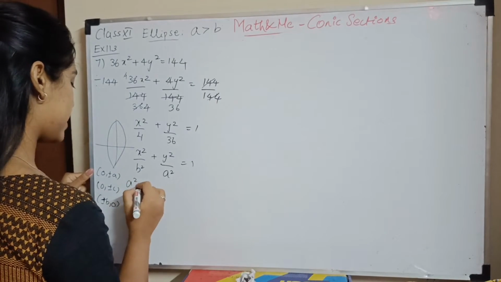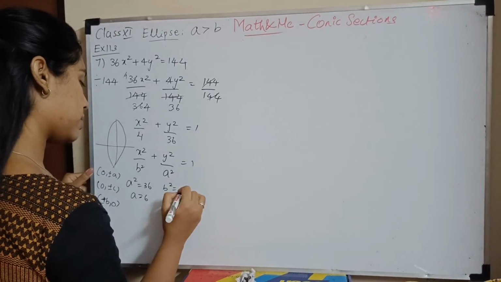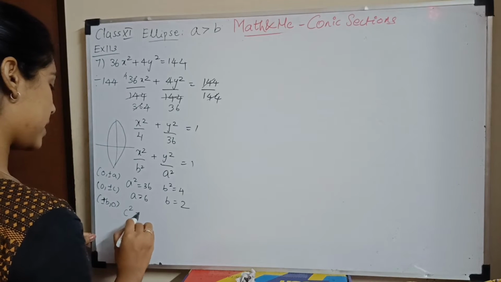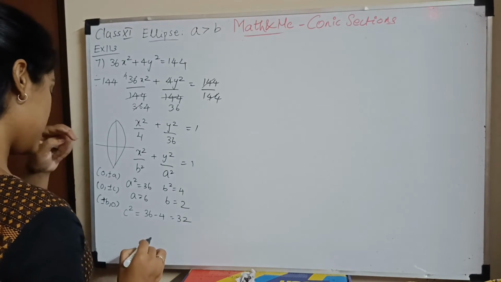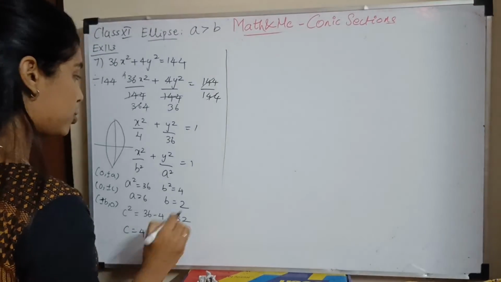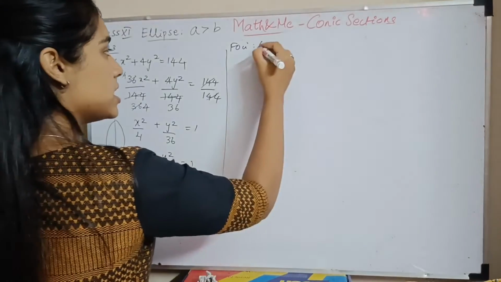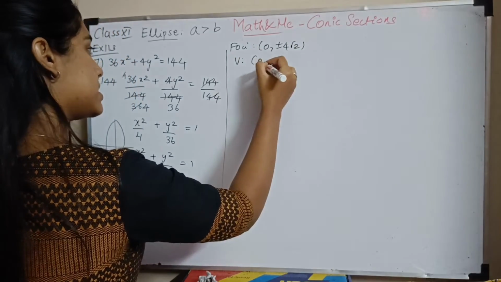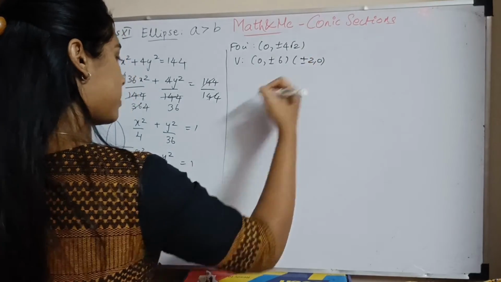So I have a square equals 36, a equals 6, b square equals 4, b equals 2. So c square equals a square minus b square, which is 32. So c will be 4 root 2. So what will the foci be? Foci are 0, plus or minus c. So it's 0, plus or minus 4 root 2. What is this? 0, plus or minus 6 and plus or minus 2, 0.